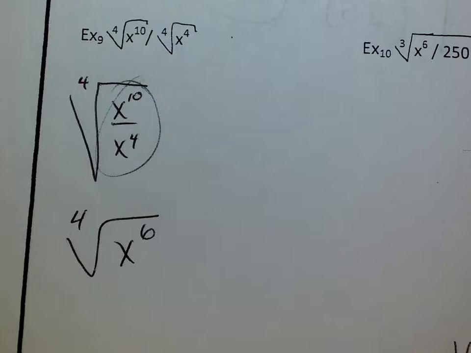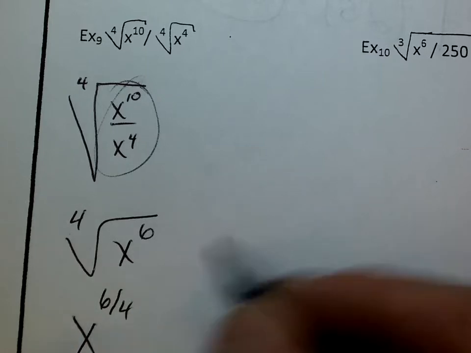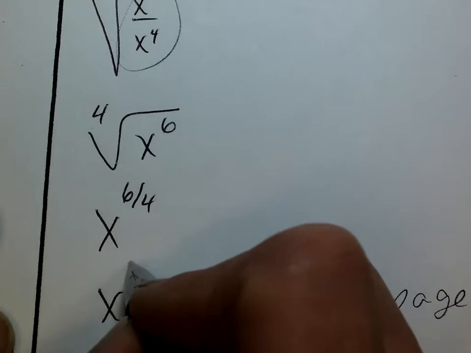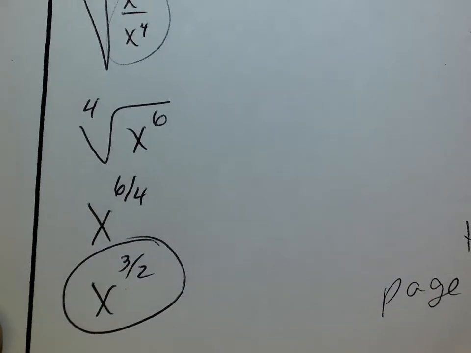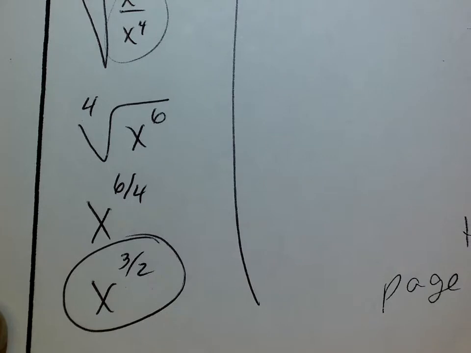You're thinking. Okay? And then that could be the same thing as x to the 6/4, or I like x to the 3/2 even better. Why not? Why not reduce it? How's that? Last but not least, okay? Almost done.